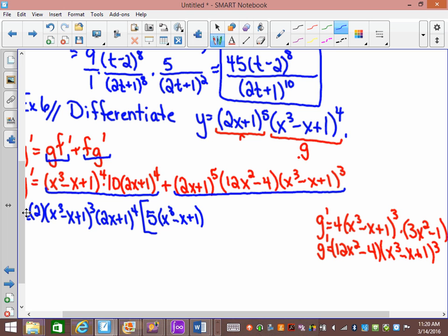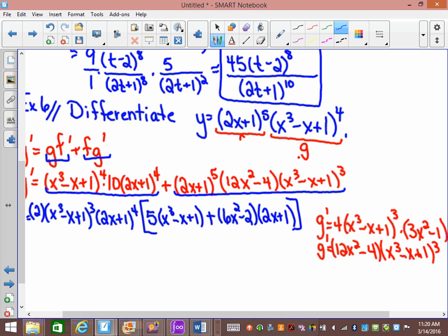Then plus sign. Now I say I need to take all these 3 things I said I can take out of this second blue term. So if I take a 2 out of 12x squared minus 4, I'm left with 6x squared minus 2, right? Then I take an x cubed minus x plus 1 to the 3 out of x cubed minus x plus 1 to the 3, so they just canceled off. And then a 2x plus 1 to the 4 I take out of a 2x plus 1 to the 5, and I'm left with 2x plus 1, just one of them.